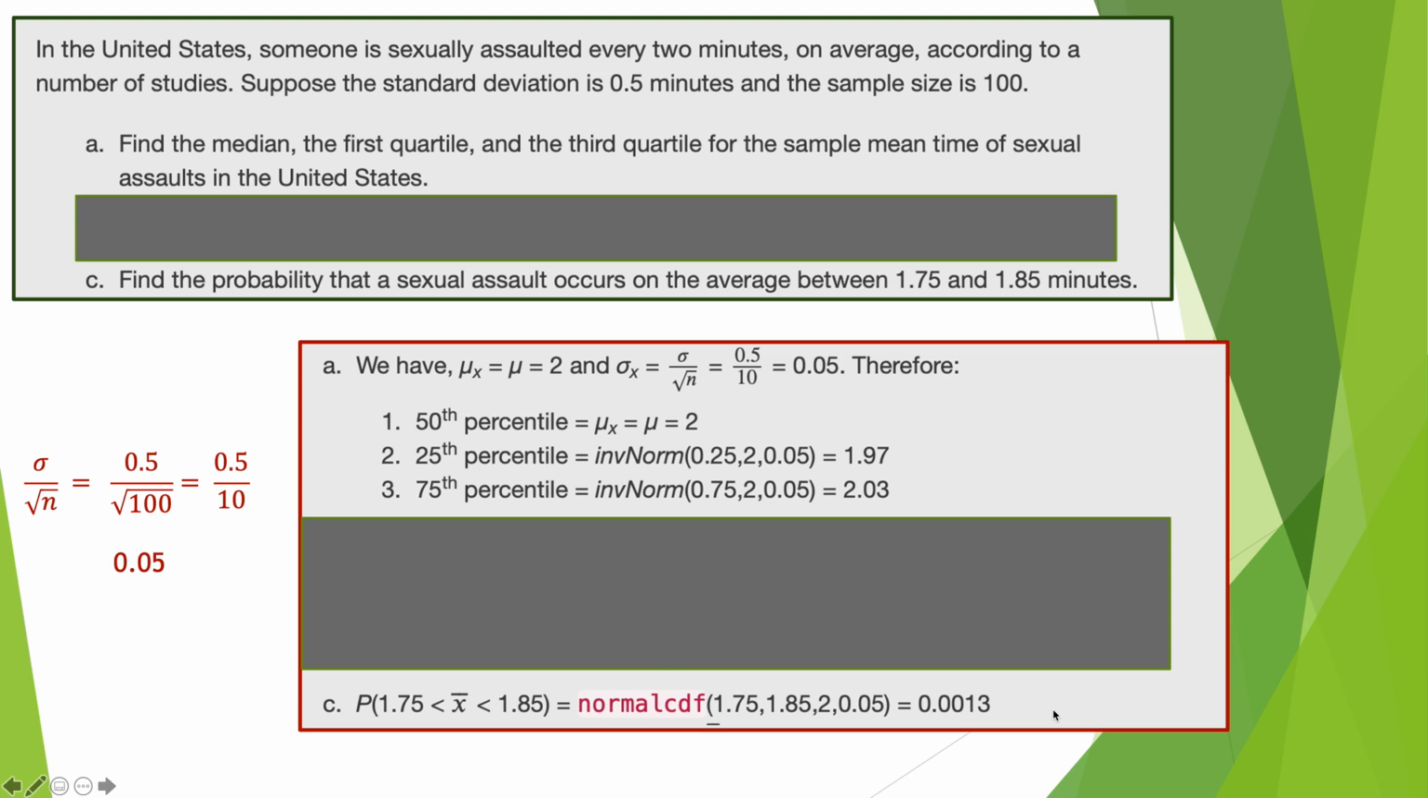I'm all done. Isn't this easy with the calculator? I sure hope it's as easy for you as I have found it to be for me. I used to use tables all the time. Now we're doing it with calculators. Life is good. Okay.